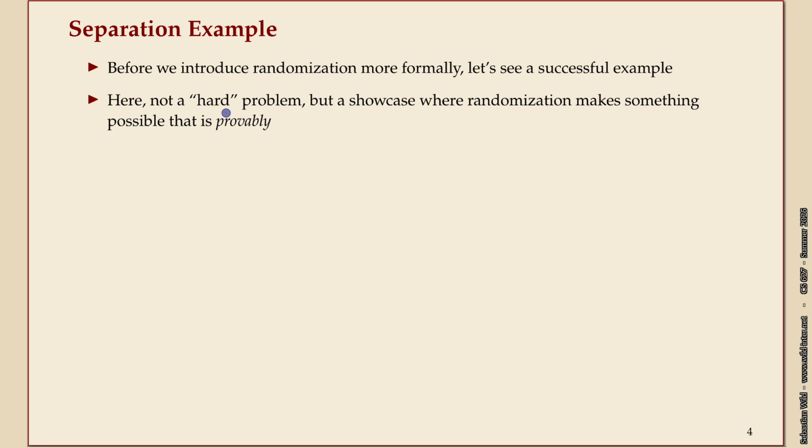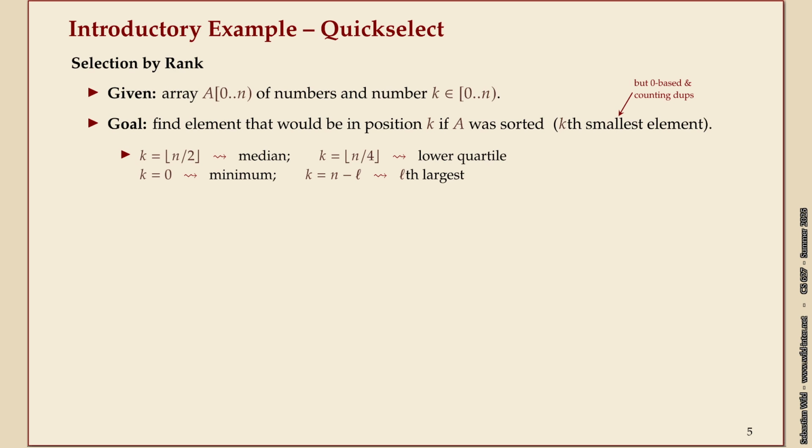I should mention that this is not an NP-hard problem that we're working with here. And so also the randomization is not going to decide between exponential and polynomial or anything like this. The difference is smaller, but we can prove that it exists here. And the example is the selection problem, selection by rank, the thing that QuickSelect solves.